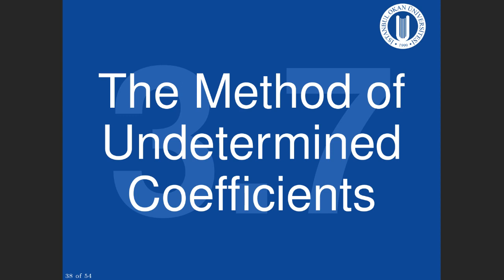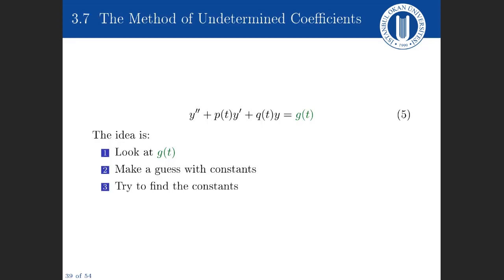The method that we're going to study this week is called the method of undetermined coefficients. And the idea goes like this. When we have a non-homogeneous linear differential equation, we're going to look at g. We're going to make a guess. We're going to guess that our solution looks like g, but includes some constants, and then we're going to try to find the constants.